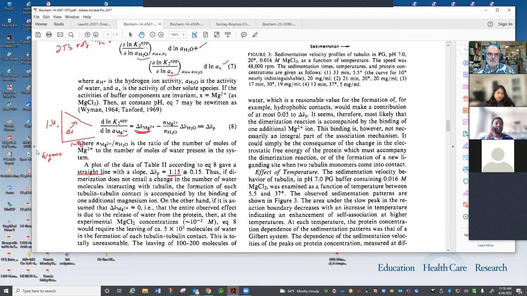And so as you increase the magnesium concentration, I've drawn this incorrectly, the lnK goes up. You could lose magnesium, or you could lose water, or you could gain magnesium binding and drive the reaction. And so the slope that gives us a one is actually this one. So it says that there's an excess magnesium bound to the oligomer for every subunit added.